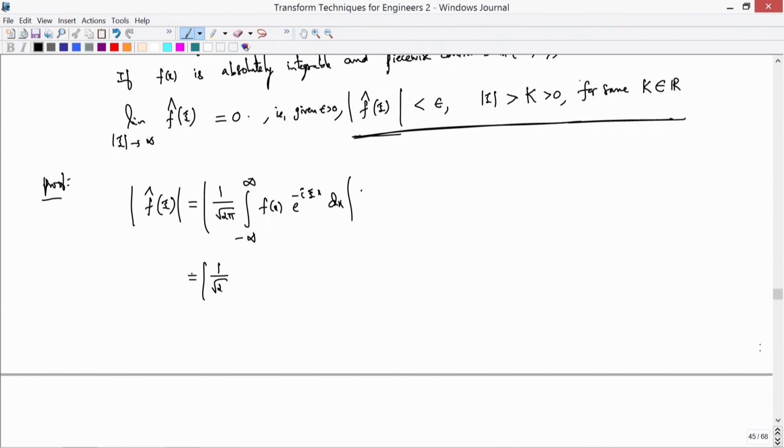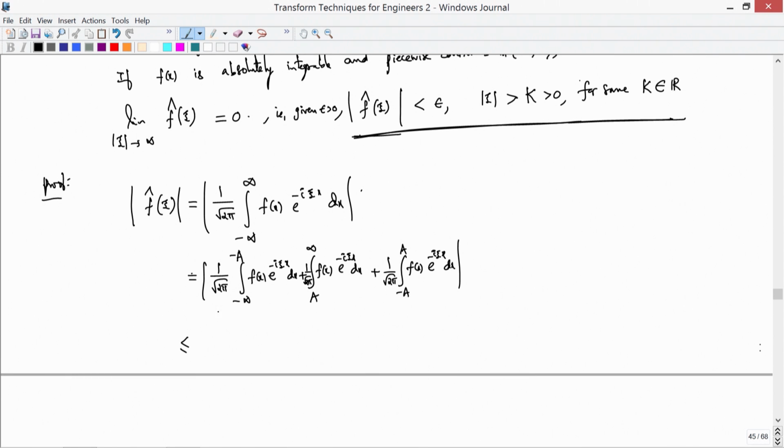So, what I do is 1 by root 2 pi, integral from minus infinity to some big number minus a of f x e power minus i xi x dx, plus integral from a to infinity of the same f x e power minus i xi x dx, and then plus 1 by root 2 pi, what is left, minus a to a of f x e power minus i xi x. So, I split this integral into 3 parts.